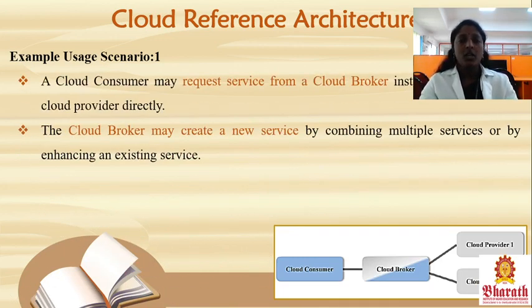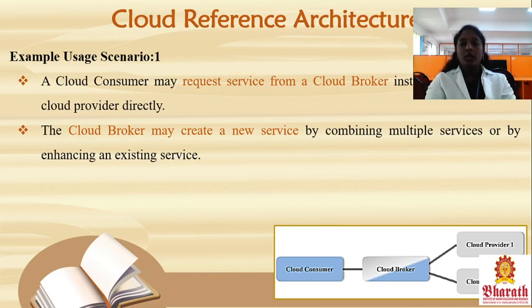So the cloud consumer may request cloud services from the cloud broker instead of contacting the provider directly. And the cloud broker may create a new service by combining multiple services or by enhancing an existing service. As I said, we have different plans that can be given to the consumers, and those plans have already been created by the cloud providers. Each plan contains what resources are available, how these resources will be carried to the consumer's place, and what the security level and privacy level are. All this will be defined in each and every plan.